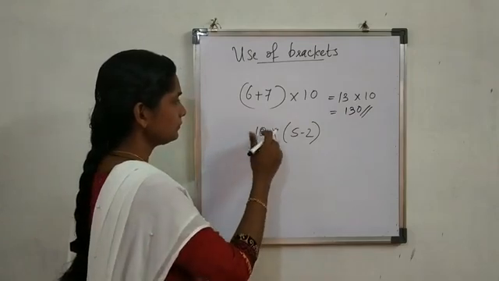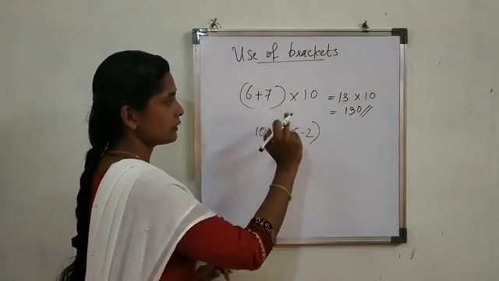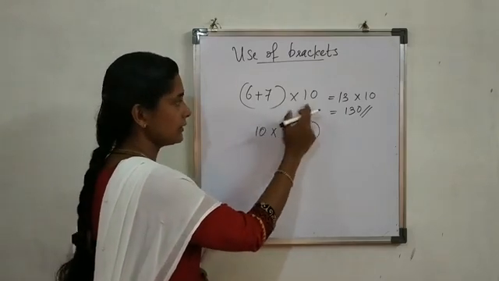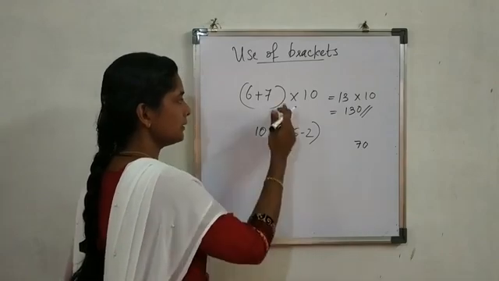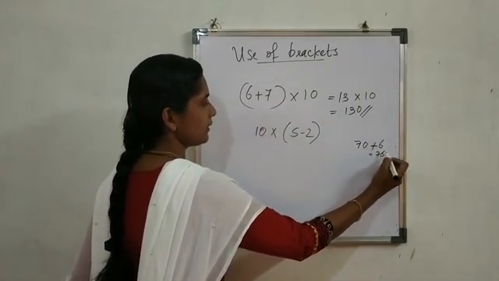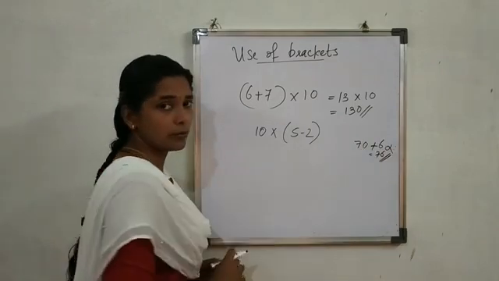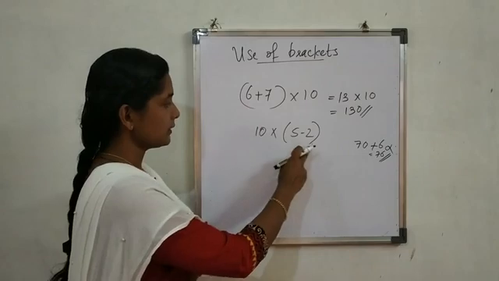Otherwise the answer will be changed. Otherwise, at first if I solve 7 into 10, 70, and then I add the 6, that is 76. Okay, this is wrong. First you have to solve what is inside the bracket. Okay, just see this example.